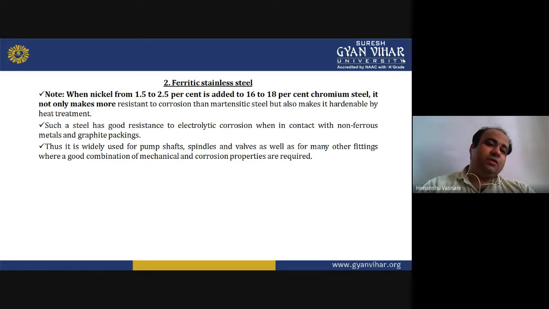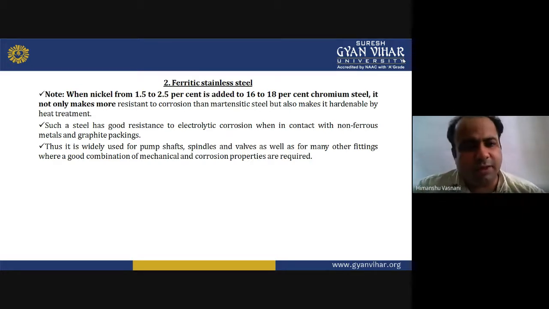So this is widely used for pump shafts or spindles and valves, as well as for many other fittings where a good combination of mechanical and corrosion properties is required. So you understand that this has its applications also.